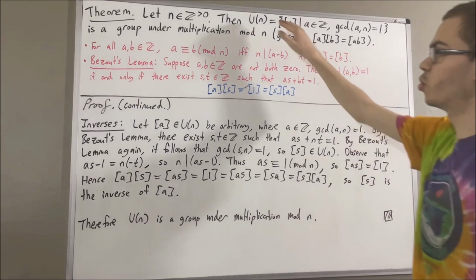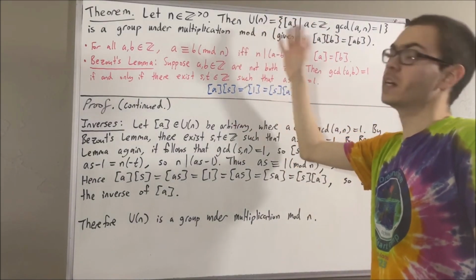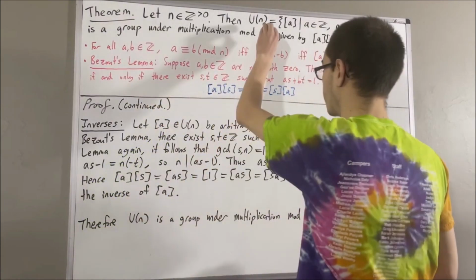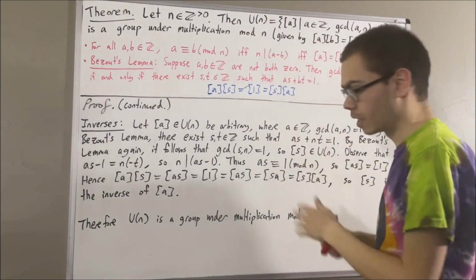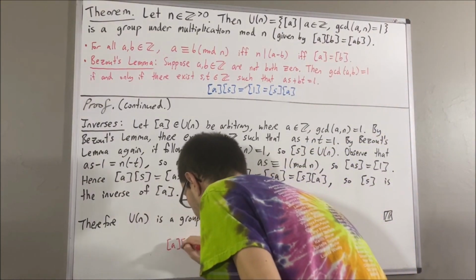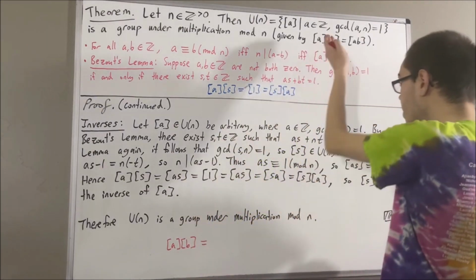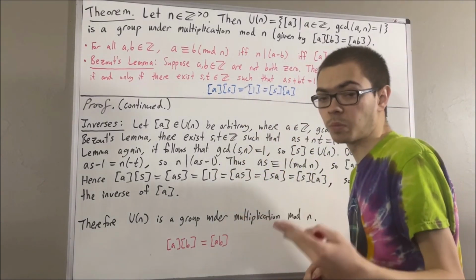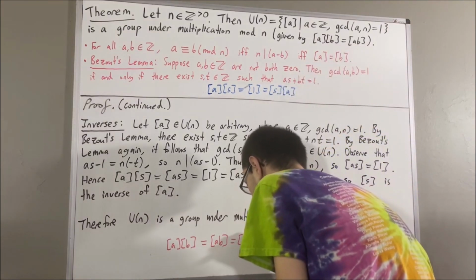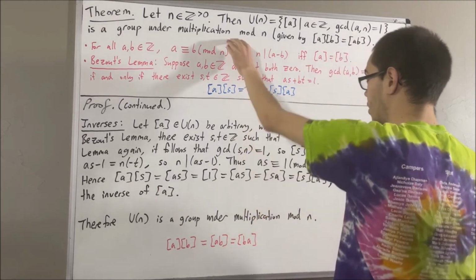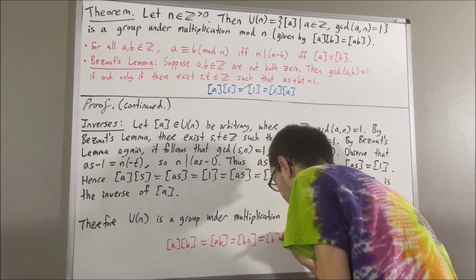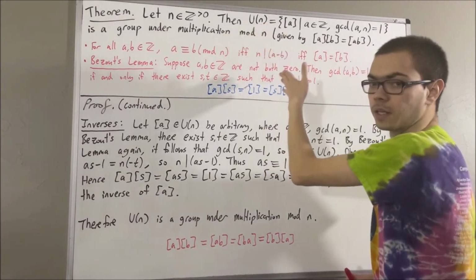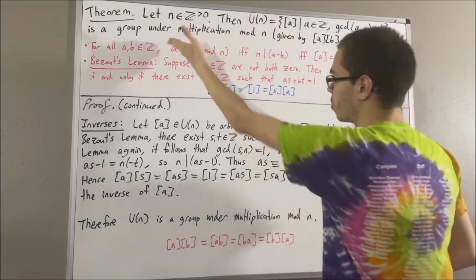Now another thing is that U(n) is an abelian group under multiplication modulo n. In other words, we can verify that the commutative law holds for U(n) under this operation. Because if we consider two arbitrary elements of U(n), call them the equivalence class of a and the equivalence class of b, then if we multiply them together, according to the definition of multiplication modulo n, this is the equivalence class of ab. But since the commutative law holds when we're multiplying integers, we can re-express ab as ba. But then, according to the definition of multiplication modulo n, this is the equivalence class of b times the equivalence class of a. So we have shown that the commutative law holds for any two elements in U(n). And this shows that U(n) is an abelian group under multiplication modulo n.